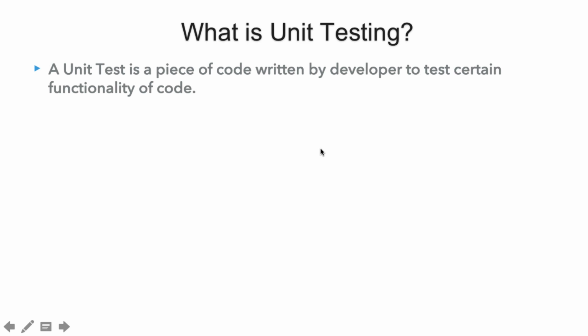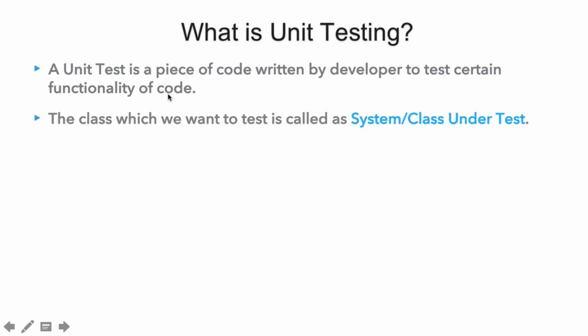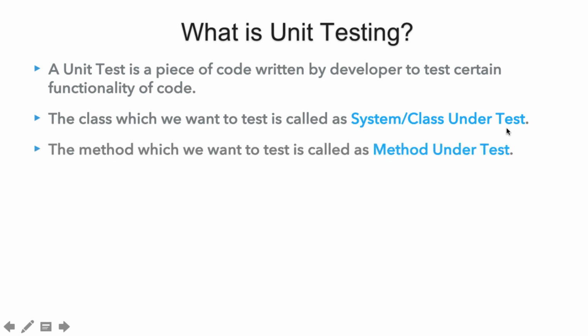Also friends, the functionality of code which is written by the developer is written inside a class. And let's say he wants to test that class. There is a term associated with that class which he wants to test. We call it the system or class under test. And the method which is written inside this class, where the functionality of code lies and which the developer wants to test, is called the method under test.